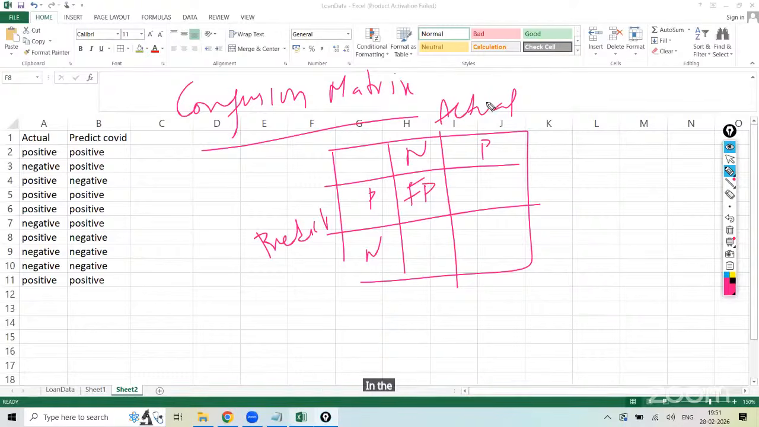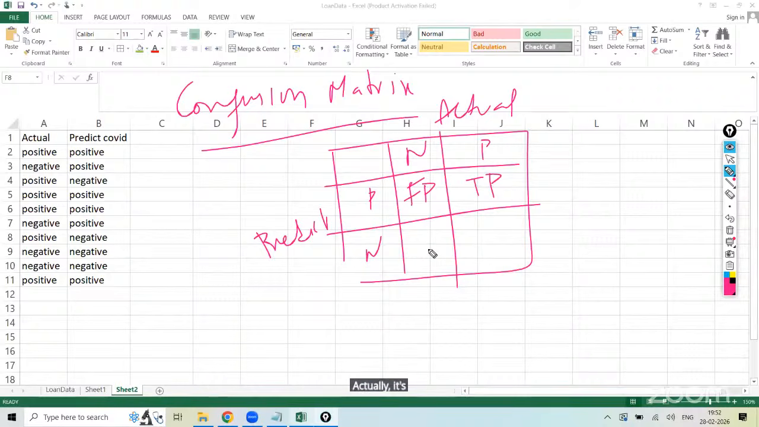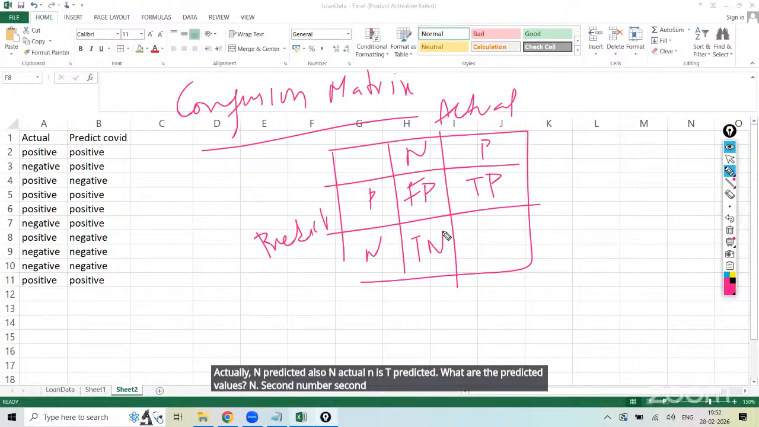In the second box, actual is P, predicted is P. Both of them are P only. It is called TP. Actual is N, predicted also N. Actual N is true, and the second value is whatever it has predicted. Okay. The next one is false N.